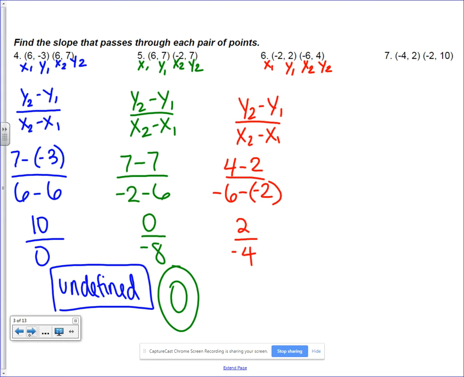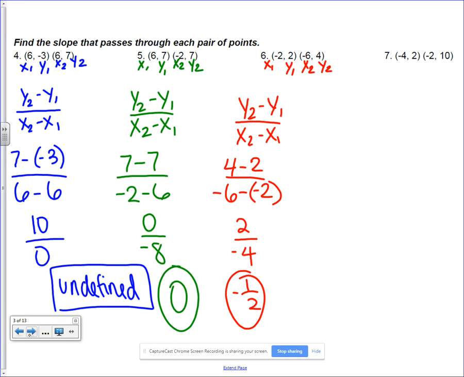Everybody have their calculators? Clear them out, please. Please type in 2 over 4. I didn't say 2 divided by 4. 2 over 4 and press equals. It is 1/2. But this needs to be negative, doesn't it? So it is negative 1/2.